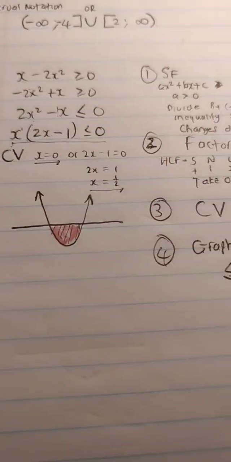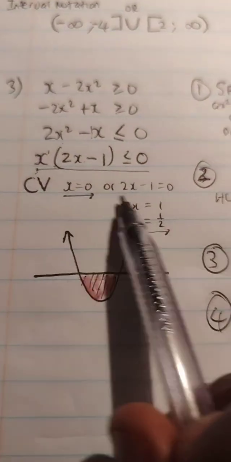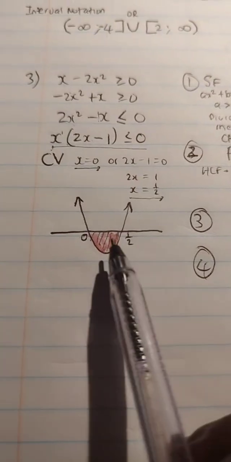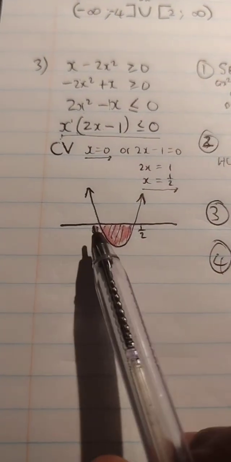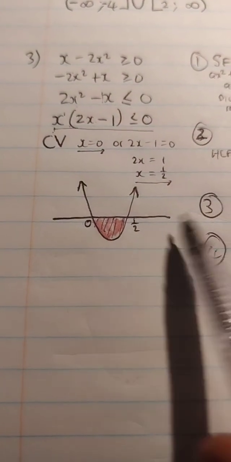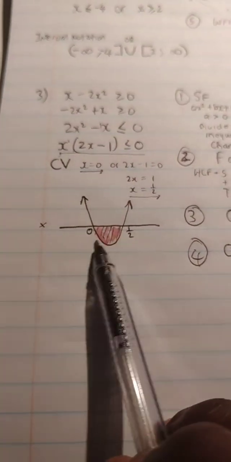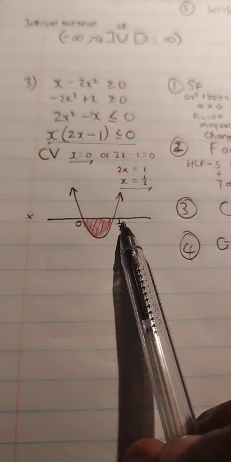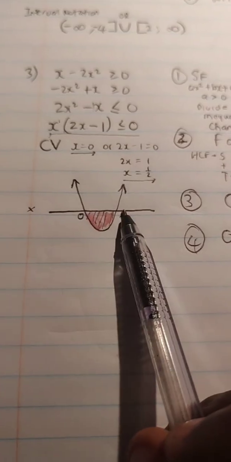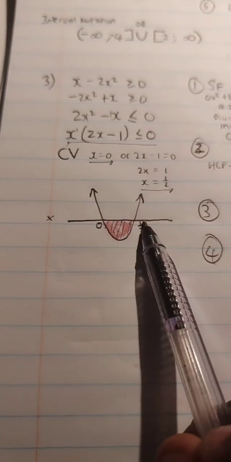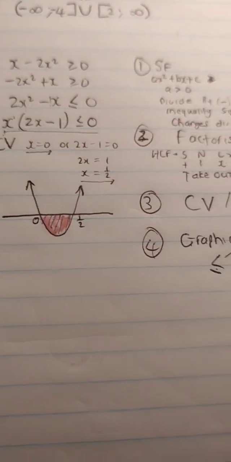I've forgotten one more thing there, and that is to write down my critical values. 0 and half. 0 should be here, half should be here. The smallest to the biggest. 0 before half. Does that make sense? On the x-axis. Okay, yeah. All right, my x values 0 and half. These are my critical values, which I also call the x-intercepts, which I also call the roots.